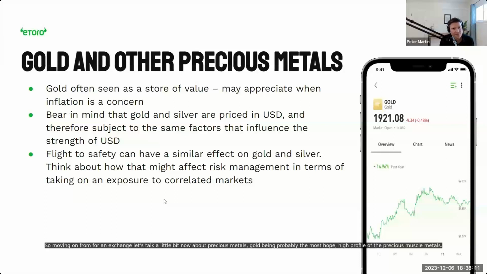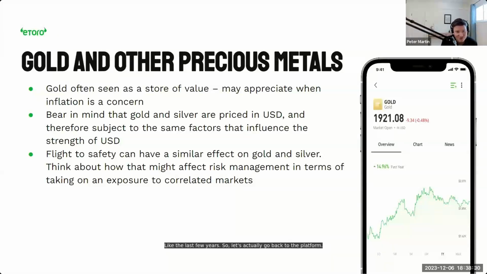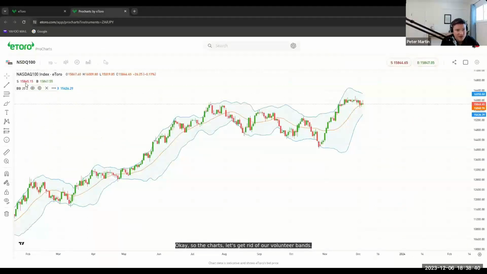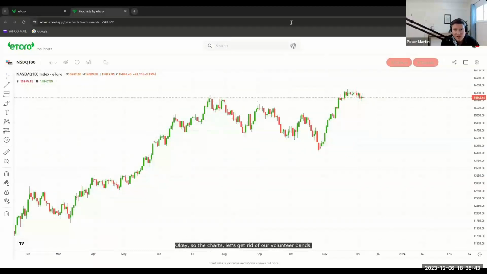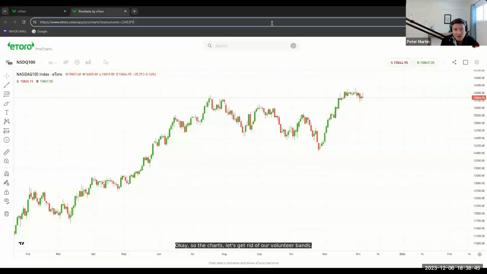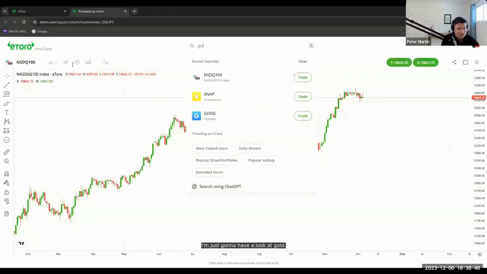So moving on from foreign exchange, let's talk a little bit now about precious metals, gold being probably the most high profile of the precious metals. It's often seen, gold, as a store of value. It can appreciate when inflation is a concern, like the last few years. So let's go back to the platform and go to the charts. Let's get rid of our Bollinger Bands. I'm just going to have a look at gold.